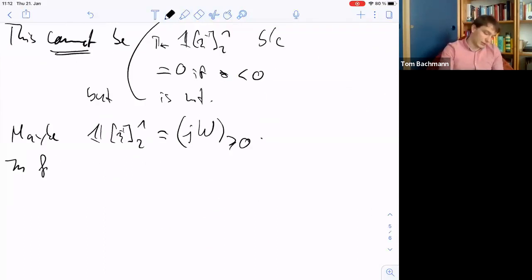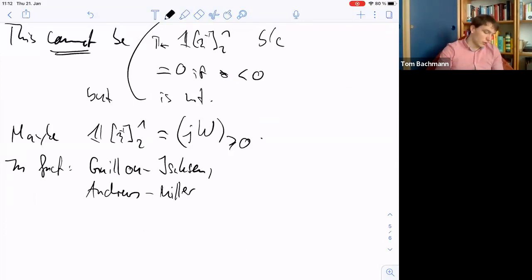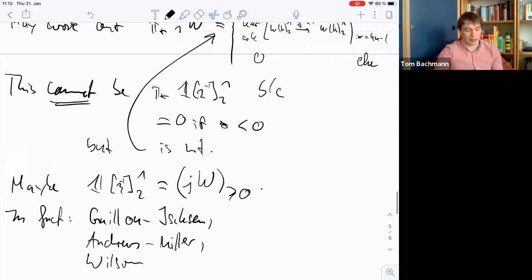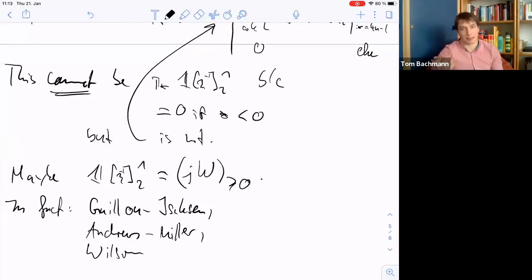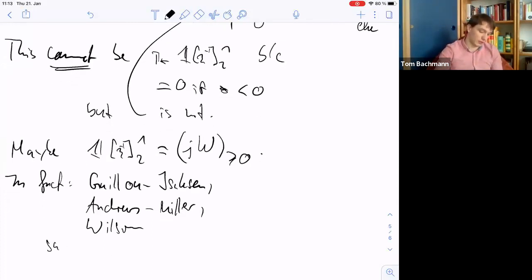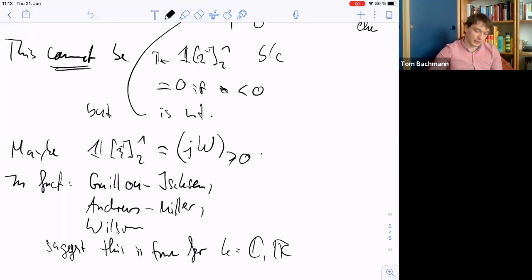So in fact, by work of Andrews, Miller, and Glenn Wilson, they suggest that the left-hand side and the right-hand side have the same homotopy groups. It's not immediately clear that the map is also an isomorphism, but they suggest that this is true for K equals, well, C is Andrews Miller, R is Guido Isaacson, and Q is Wilson. All right, so then you feel like you're on a good track, right? So maybe this is just always true. The question, of course, also is how on earth do you prove it?